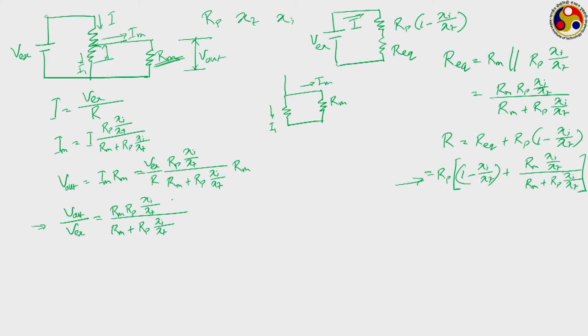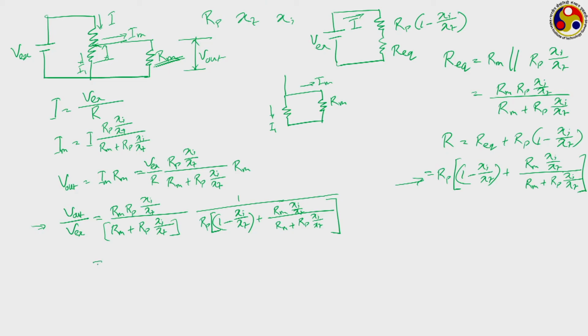R is a big expression that we have already got. So, it will be 1 by Rp into 1 minus Xi upon Xt plus Rm into Xi upon Xt by Rm plus Rp into Xi upon Xt. So, we have to simplify this big expression. Let us multiply this entire denominator with this quantity, or let us simplify the denominator.